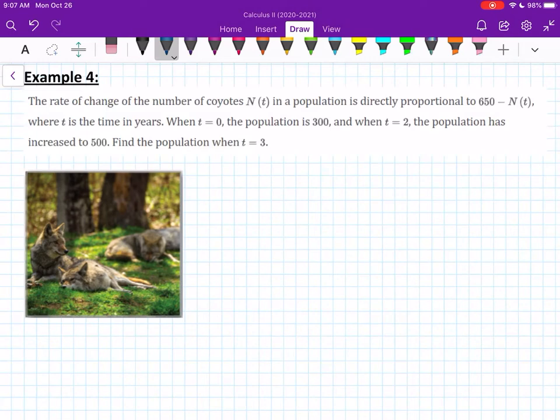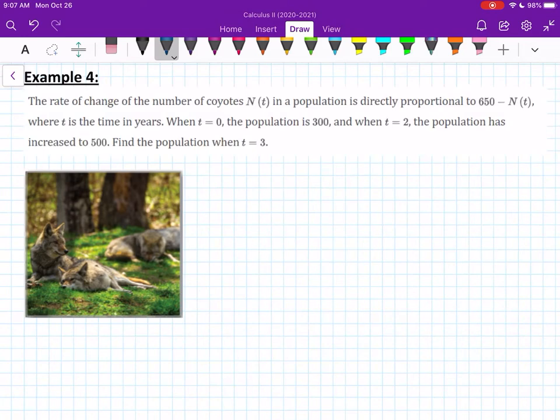All right, the rate of change of the number of coyotes in a population is directly proportional to 650 minus n of t, where t is the time in years. When t equals 0, the population is 300. When t equals 2, the population has increased to 500. Find the population when t equals 3.